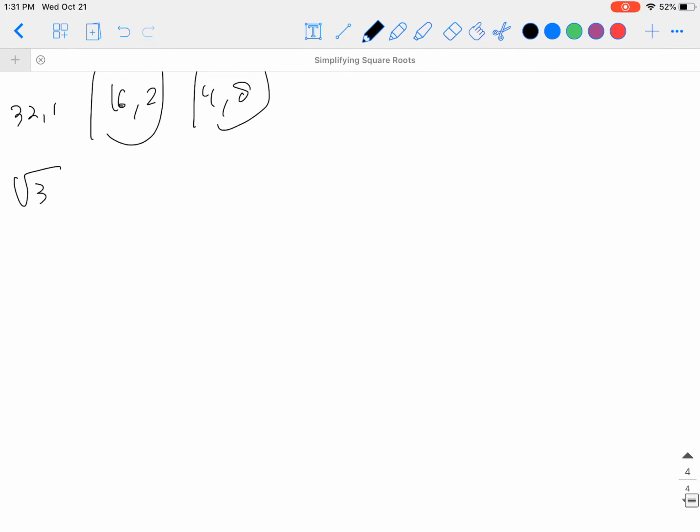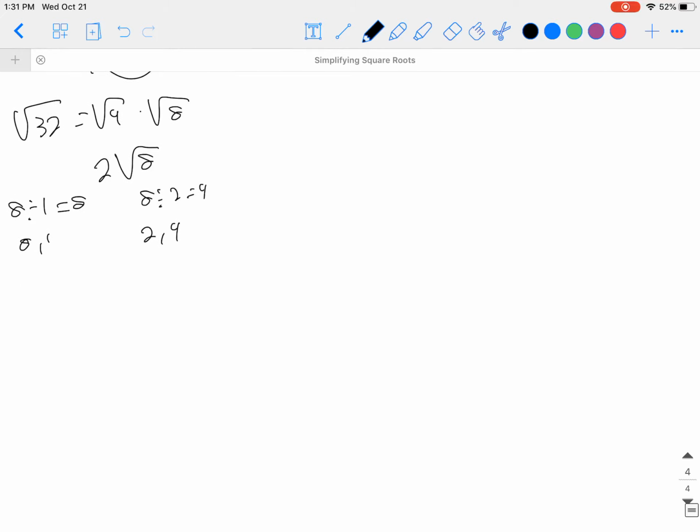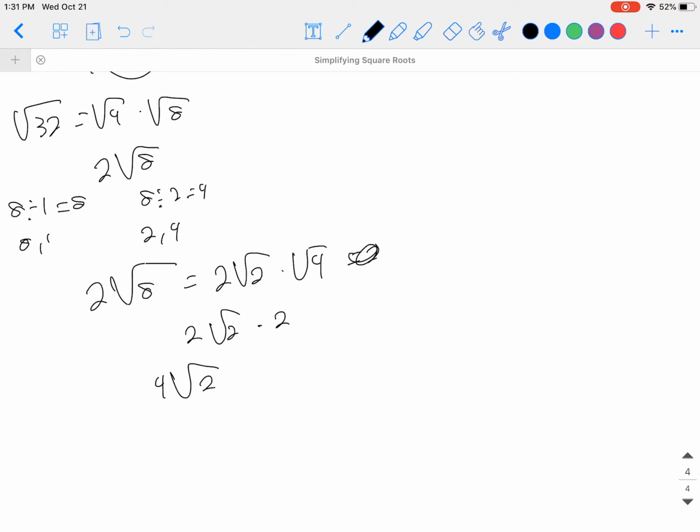So let's write the square root of 32 equals the square root of 4 times the square root of 8 equals 2 root 8. We can write 8 as 8 divided by 1 equals 8, so 8 and 1. 8 divided by 2 equals 4, so 2 and 4. So we have 2 times the square root of 2 times the square root of 4. The square root of 4 equals 2. So we have the square root of 2 times 2 times 2, or 4 square root of 2.